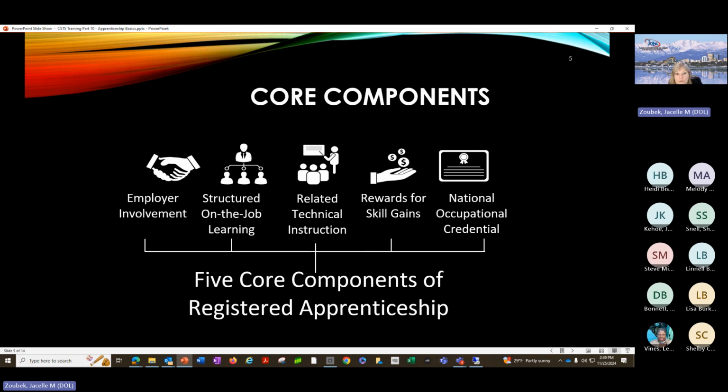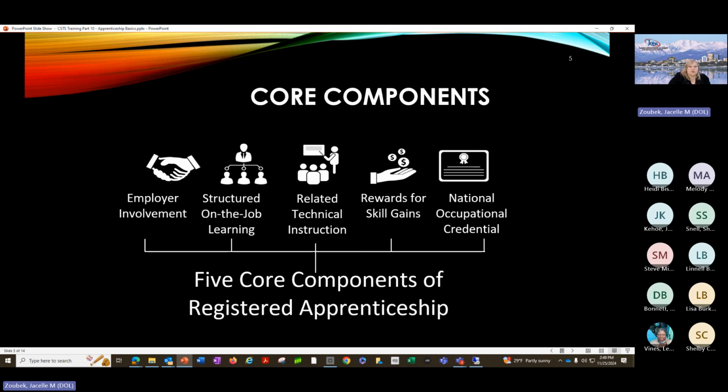There's the reward for the skill gains, which means there must be a pay raise happening as they are doing a specific amount of on-the-job learning, hours or competencies, and related instruction. And then at the end, they get a national occupational credential. That's a portable credential. USDOL is the authority over it.